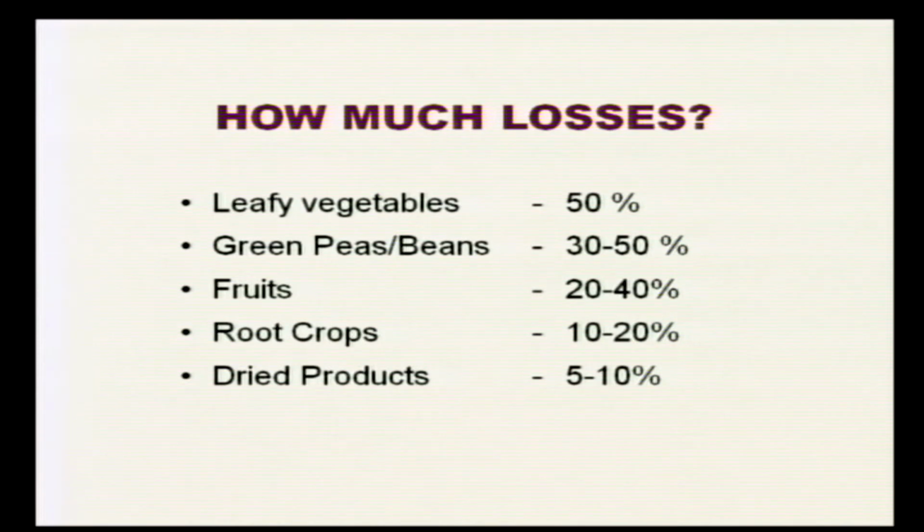Now, how much is the loss? Leafy vegetables losses are around 50%, green peas are in the 30 to 50% range, fruits are in the range of 20 to 40%, root crops are 10 to 20%, and dried products are 5 to 10%. As is visible, the maximum losses are in the leafy vegetables, then in the fruits. Dried products have fewer losses.